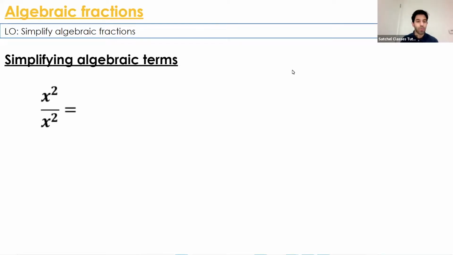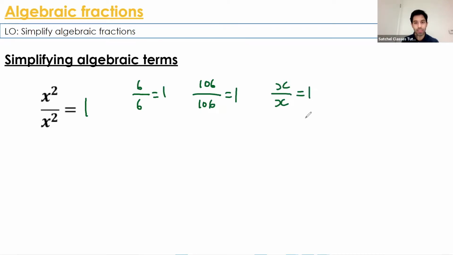Now let's start with this problem, x squared divided by x squared. How would we simplify this? Well, if we think about this problem, any number or any term divided by itself is equal to 1. So if I had, for instance, 6 divided by 6, this would be equal to 1. If I had 106 divided by 106, that would still be 1. So likewise, x squared divided by x squared will be 1, x divided by x is still 1, or if I had ab divided by ab, that's still equal to 1.